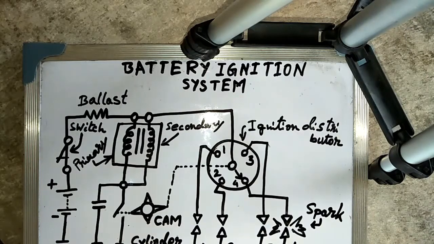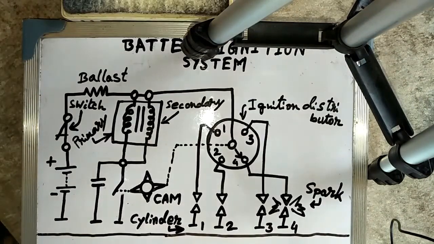So the ignition system is classified into two types. First one is the battery ignition system and second one is the magneto ignition system. So let's start from the battery ignition system.